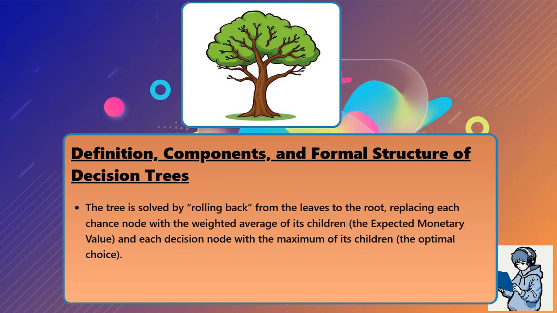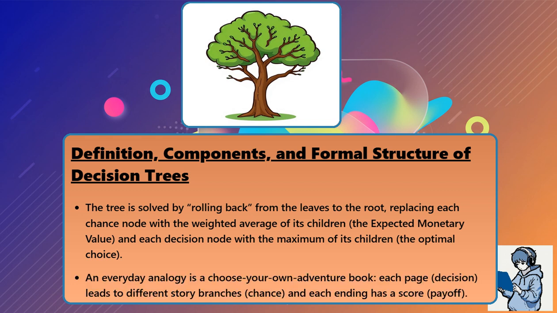The tree is solved by rolling back from the leaves to the root, replacing each chance node with the weighted average of its children, the expected monetary value, and each decision node with the maximum of its children, the optimal choice. An everyday analogy is a choose-your-own-adventure book. Each page (decision) leads to different story branches (chance), and each ending has a score (payoff).